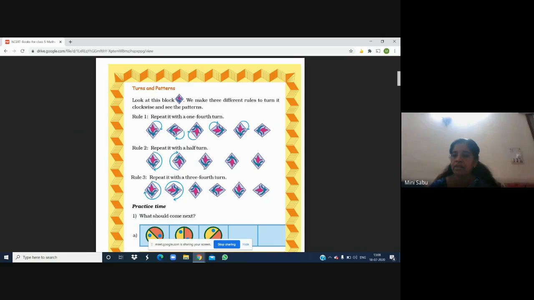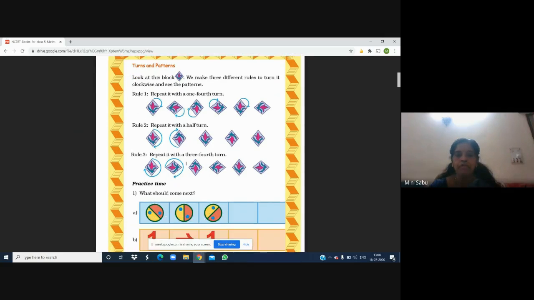In the next one, flower downward, leaf upward. In this, upside down. Again, upside down. Like that. Okay. So this is called a half turn. That means one half turn. When it takes one more half turn, it will come to the original one. Okay. Half turn is this one.